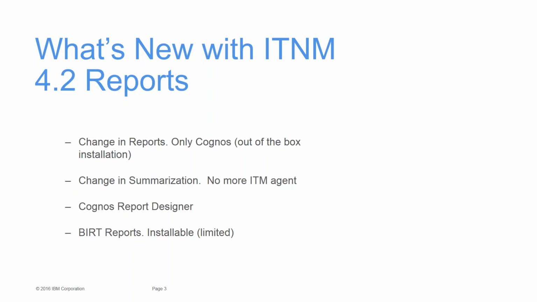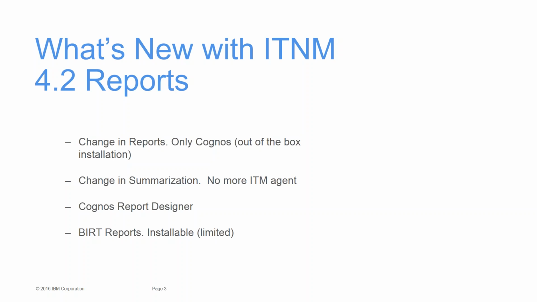Okay, so first, what's new with the ITNM 4.2 reports? So we had some change in reports from the previous versions, and I'm talking about the 3.9, 4.11 reports. As some of you might know, we had reports which were based on Cognos and BIRT technology, and our ITNM report was a mix of these two technologies. Currently, out of the box in 4.2, we only get the Cognos reports, so the BIRT reports don't exist out of the box when you're installing a new ITNM 4.2 reporting bit.